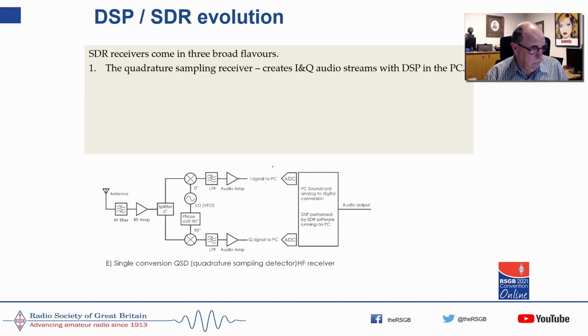And then inside the PC, you have 2 analog to digital converters. That's the sound card of your PC. People don't think of the sound card of the PC as being an analog to digital converter, but that's precisely what it is. And then all the DSP and demodulation, stuff like that, is done in the PC, and that also converts the audio back through the D to A converter into an audio stream for your speakers.